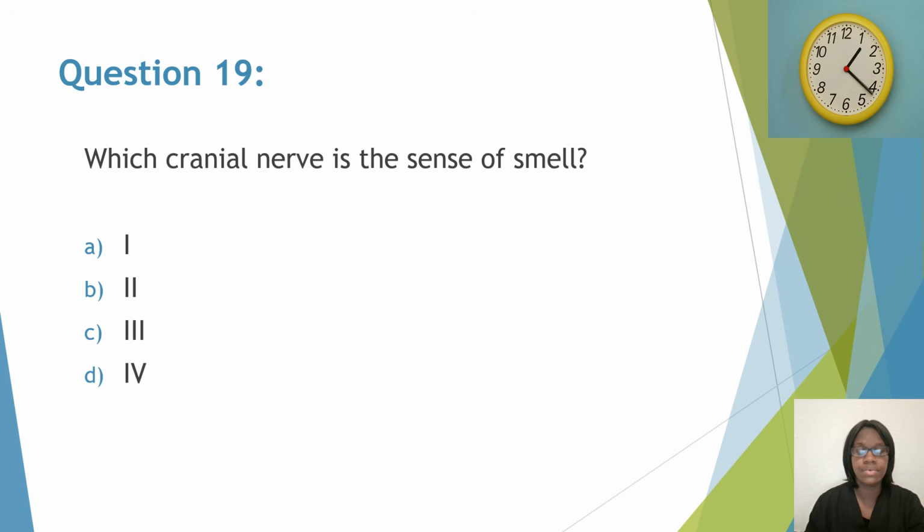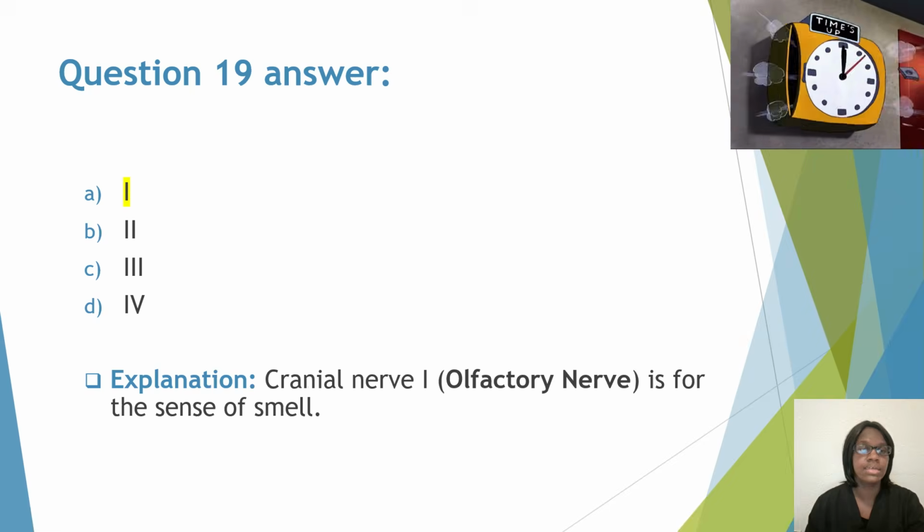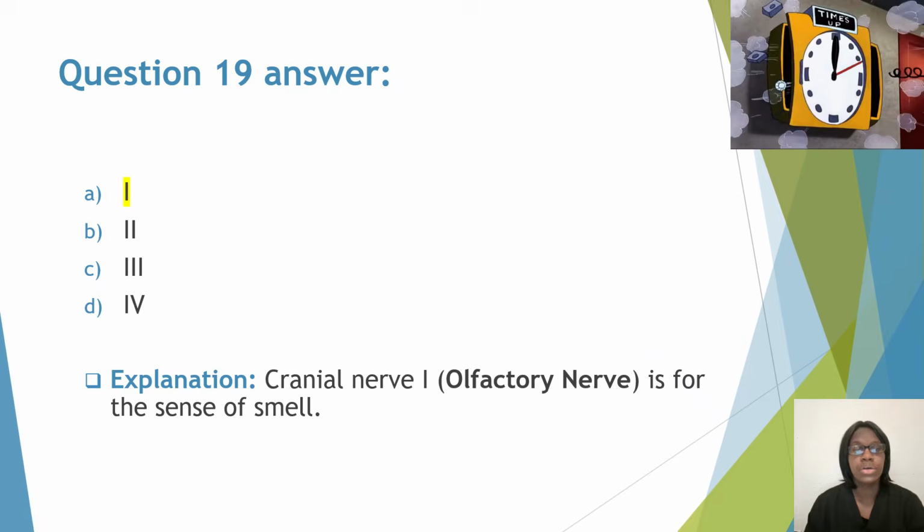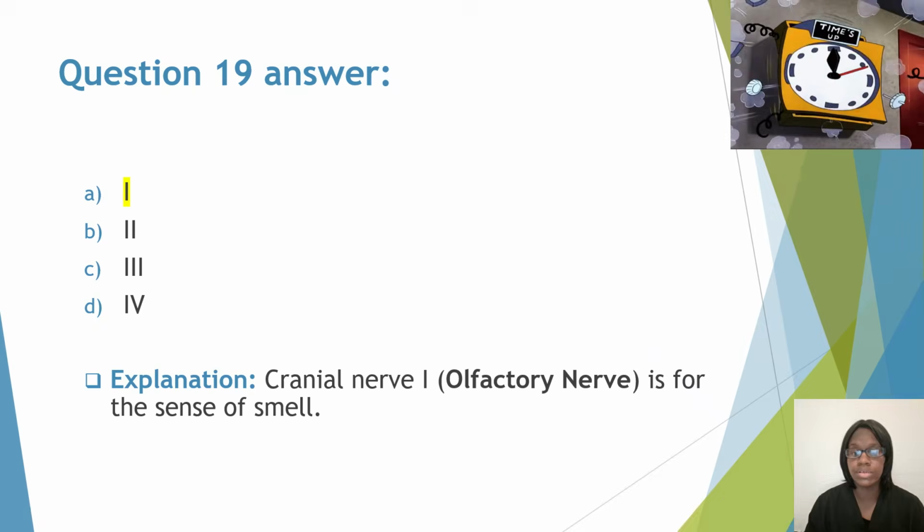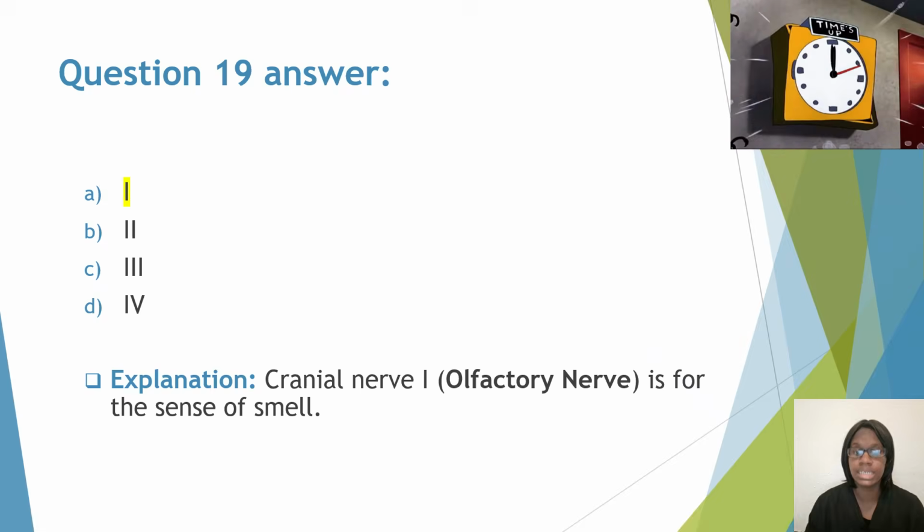All right, the correct answer is A1. Cranial nerve 1, also known as the olfactory nerve, is for the sense of smell.